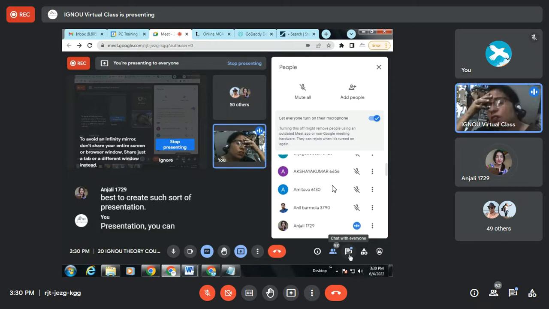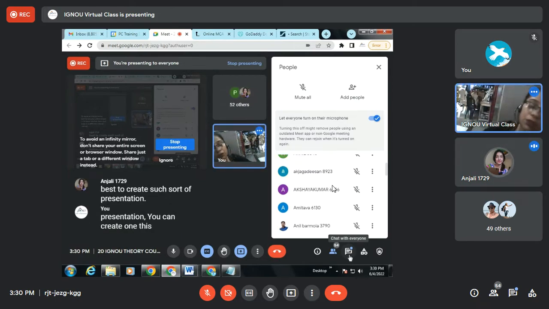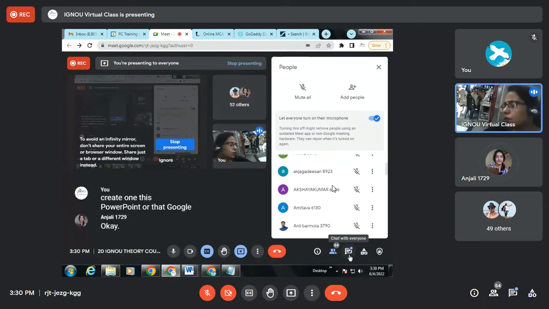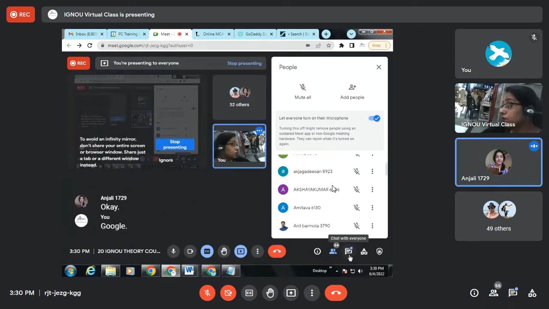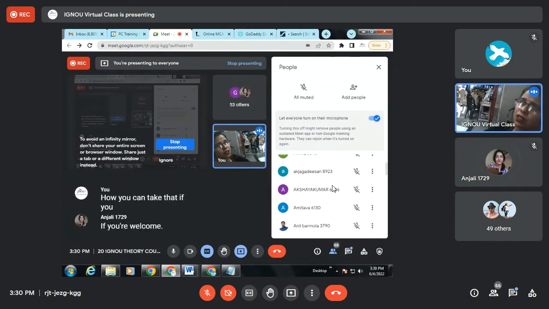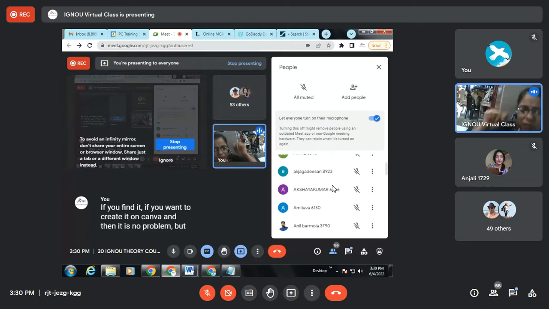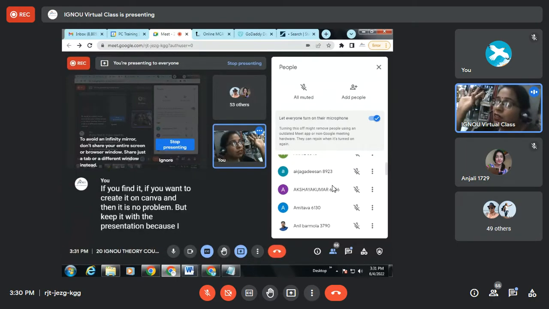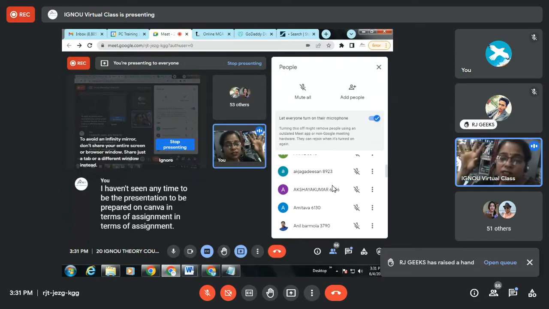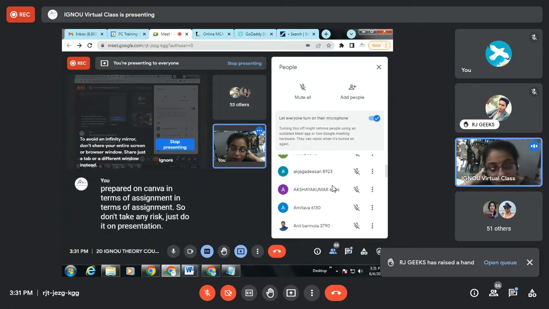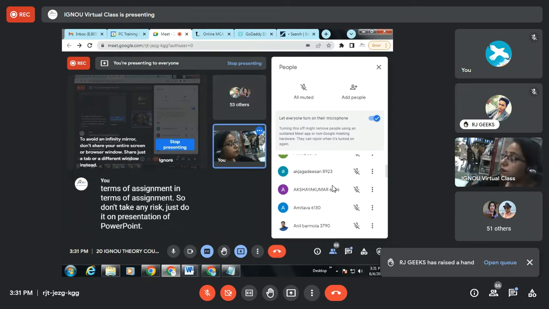Presentation you can create on PowerPoint or that Google one, what do they call it? Yes, okay, ma'am, Google Slides. You can take that. If you want to create it on Canva, then it is no problem. But stick with a presentation tool, because I haven't seen presentations prepared on Canva in terms of assignments. So don't take any risk. Just do it on presentation or PowerPoint, right? Any other question from anybody's side?